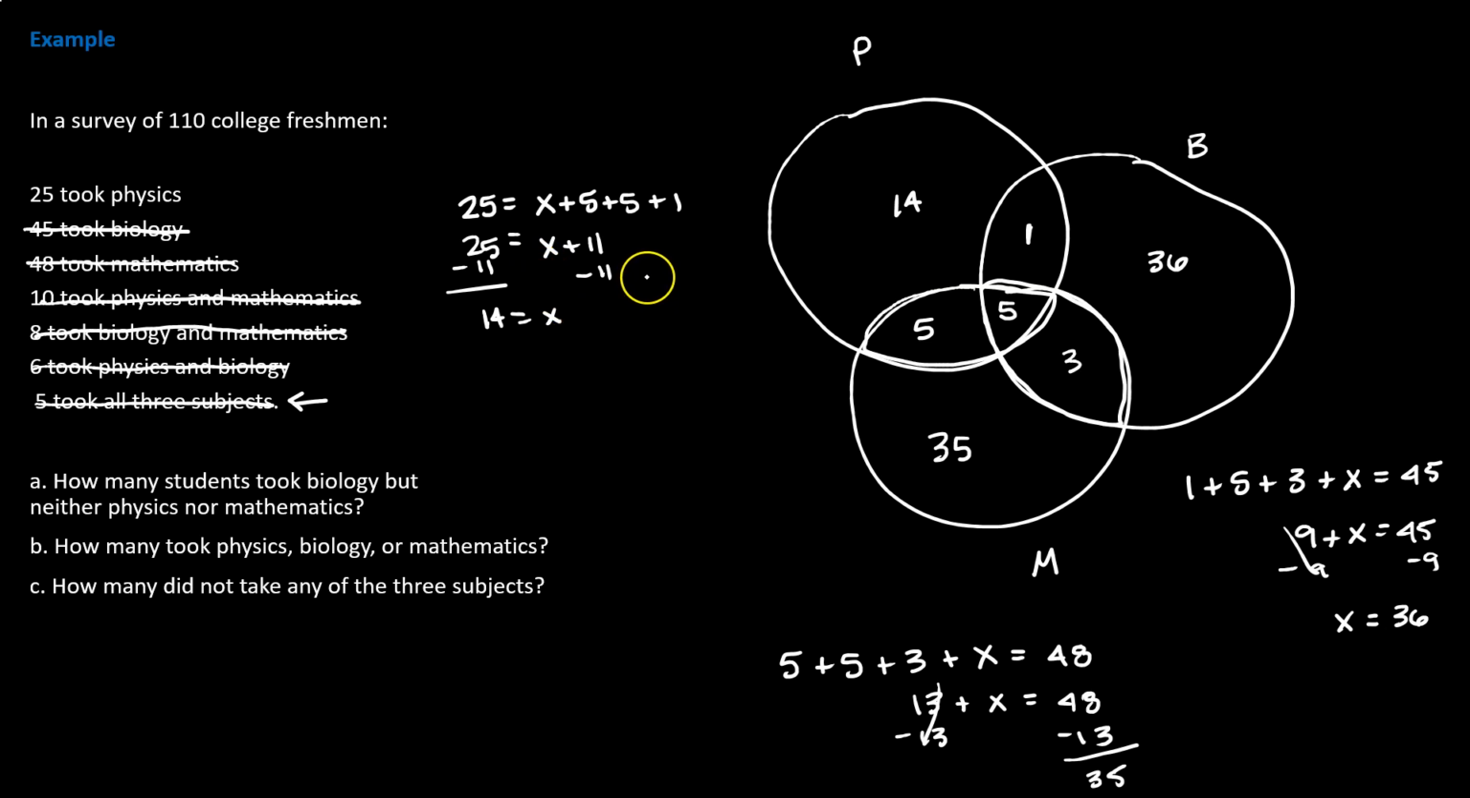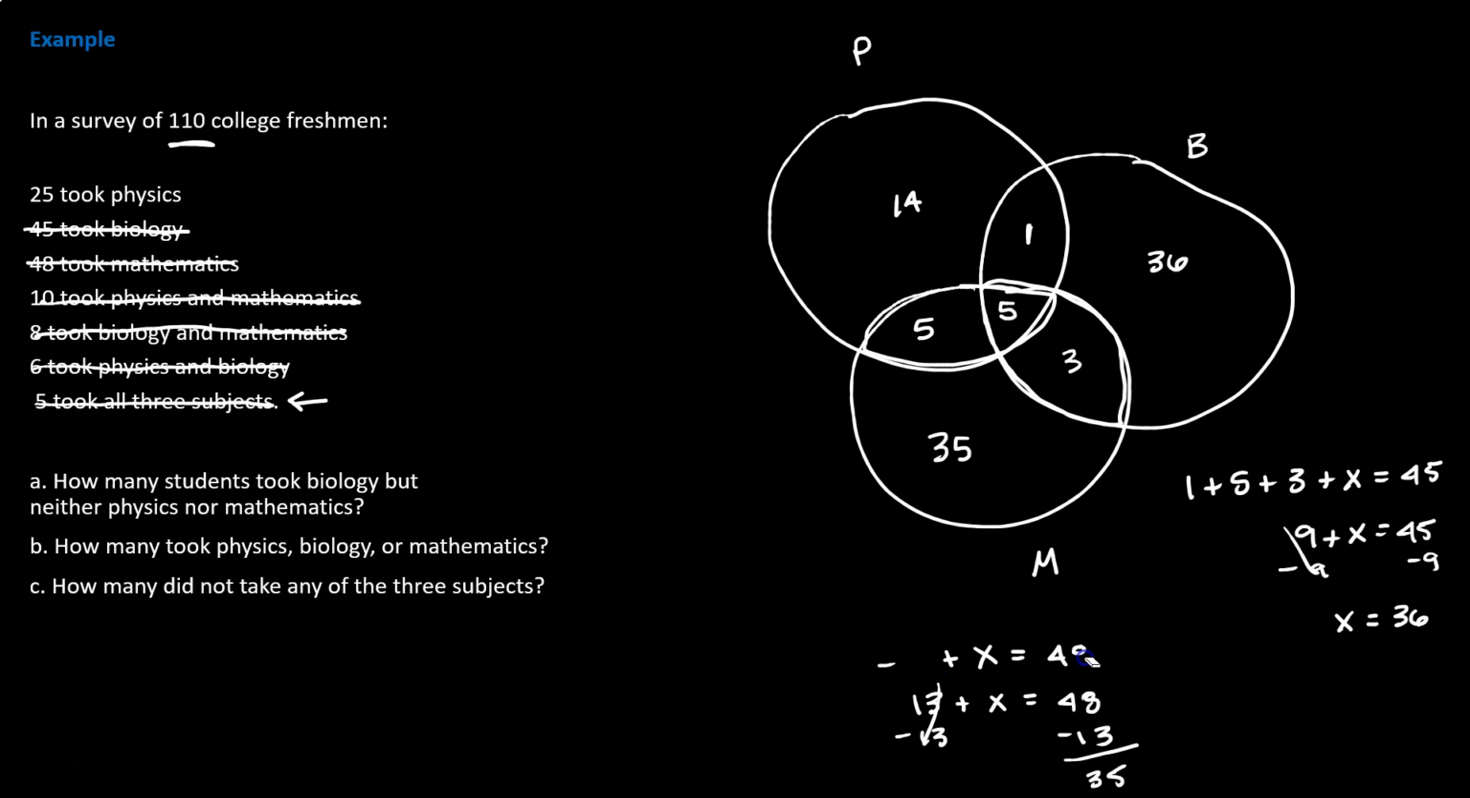Now, something that I always see students overlook when filling out their Venn diagrams is that it's possible that of the 110 students that were surveyed, some students don't take physics, they don't take biology, and they don't take mathematics. So we need to check and see if there's anybody not represented inside of our circles.